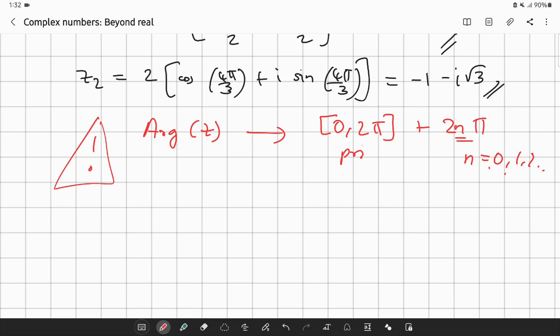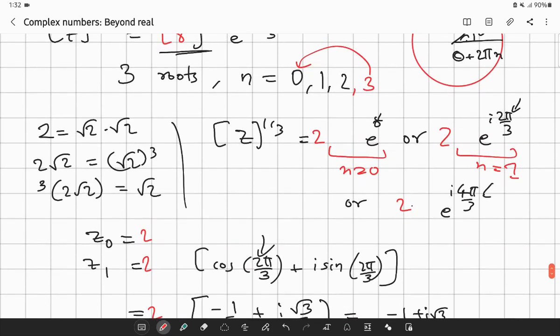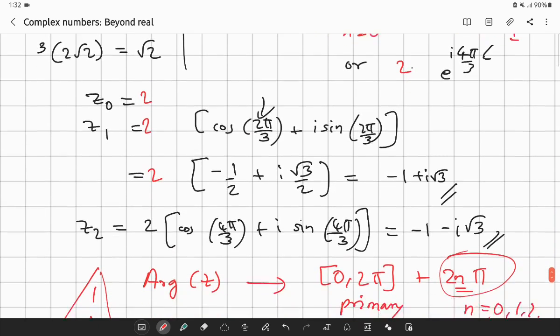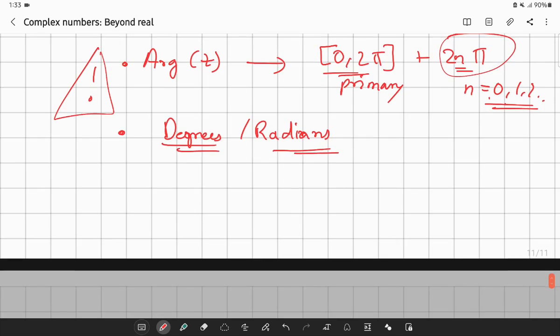This is the primary argument. These 2n pi's, these are the secondary ones. These are the secondary arguments. So you can use n equals 0, 1, 2. I would recommend that you don't use negative angles. You should always convert to 0 and 2 pi. And also, this is the first note. The second note is always use degrees or radians. Don't mix up between the two. If you're using degrees, stick to degrees. If you're using radians, stick to radians. So you're not making mistakes.